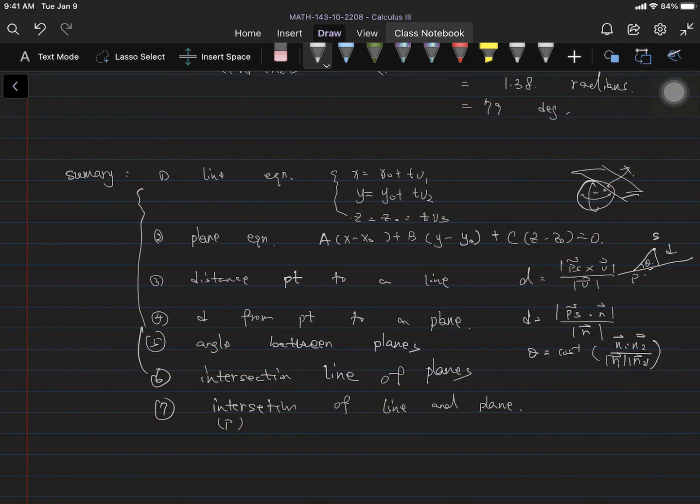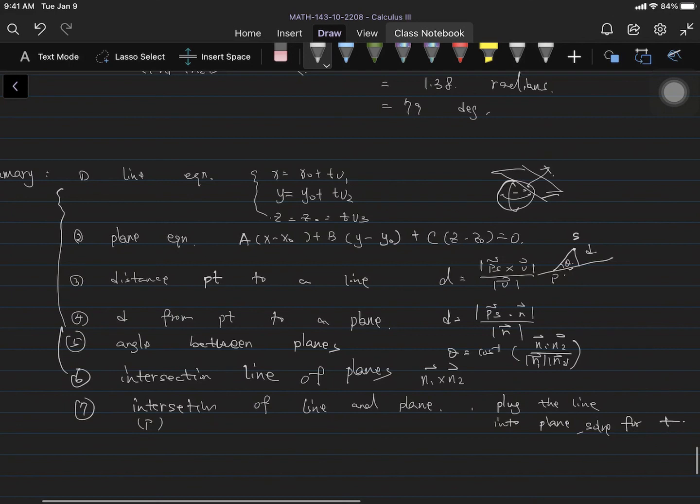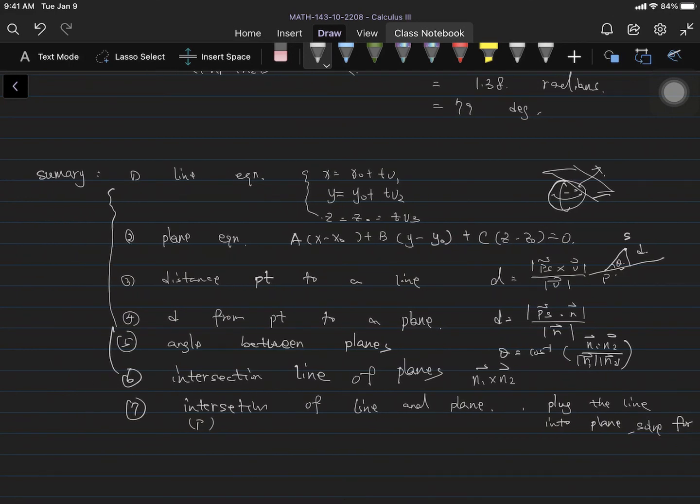Intersection line of planes. So we do n1 cross n2, right? And intersection of line and plane. So just plug the line into the plane, solve for t, and then plug t back into the line equation. We can find the point.